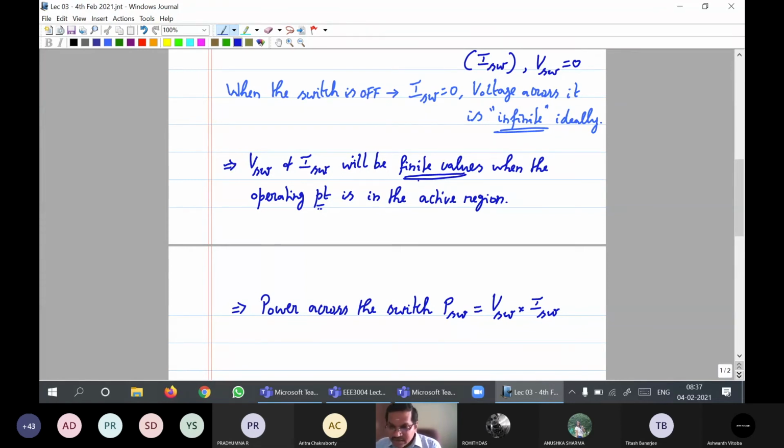Fine. Did you understand this? PSW will also be finite, and it will be high as well. Now this is what happens when we operate in the active region. Is this preferable? Can you afford to have finite power dissipated across the switch? Is this preferable?